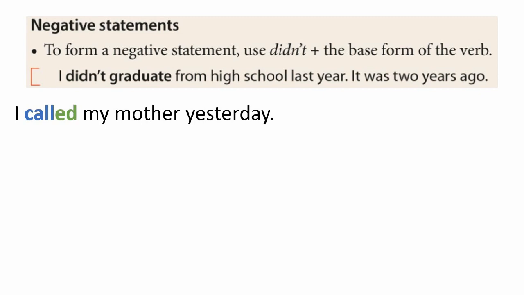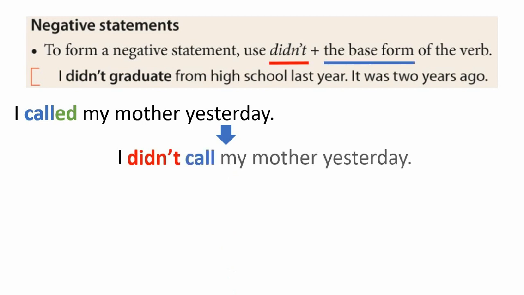Now, how do we say this in a negative form? We say, I didn't call my mother yesterday. So what we do is we use didn't plus the base form of the verb. So do not write ed here. No, we use the base form. I didn't call my mother yesterday.